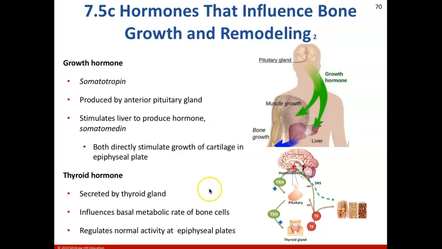And then we have our thyroid hormone. This is secreted from the thyroid gland, which we find within the neck region, just anterior to your larynx, and it's going to influence the basal metabolic rate of our bone cells. So in turn, it's going to regulate normal activity at those epiphyseal plates.